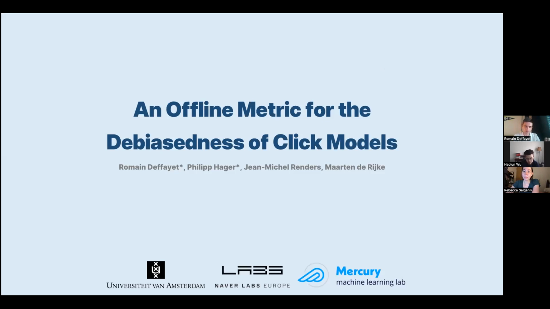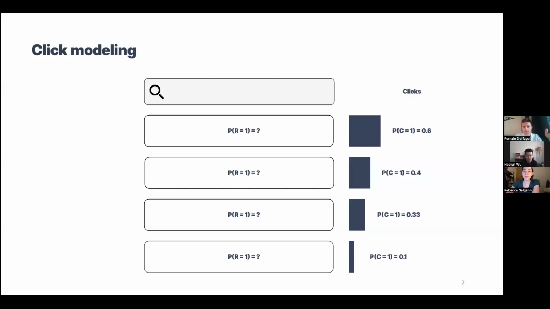So we introduce a metric, but first I will need to introduce a concept which we added in the paper, which is called debiasedness, and then actually a metric to measure this debiasedness. So it's a joint work with these people here, and well, let's start. So this is the setup.